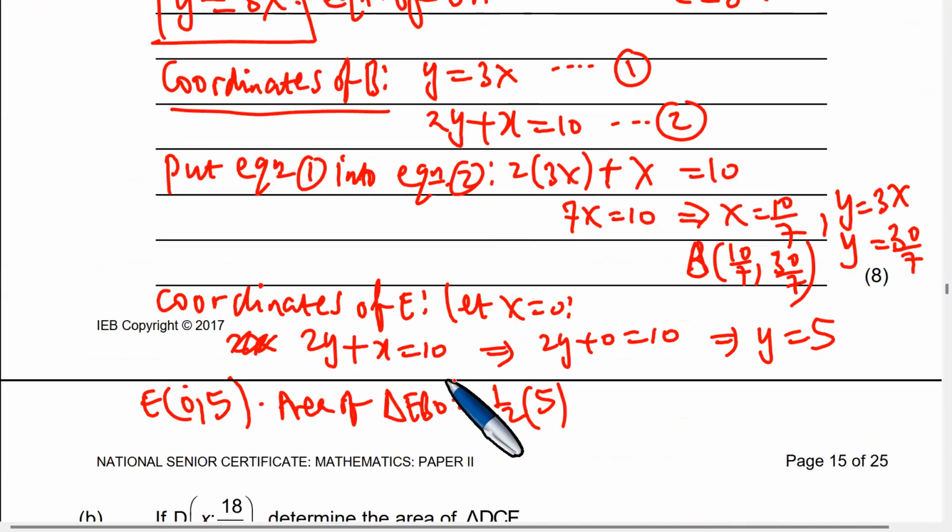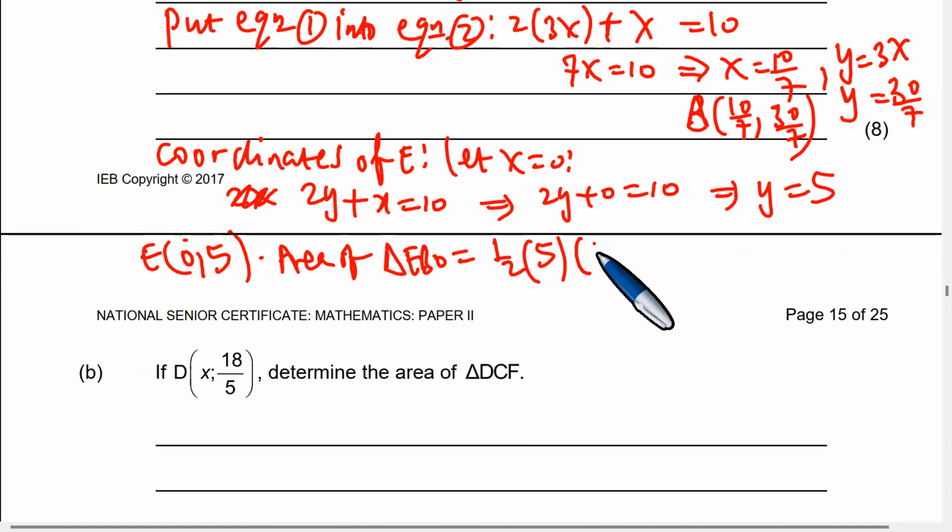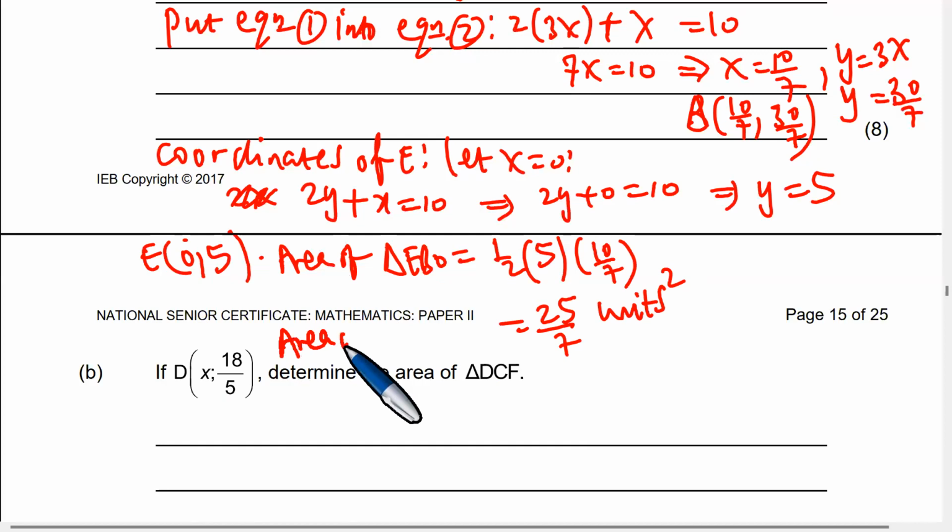So what is the answer? Half times 5 times 10 out of 7, 5 by 5 is 25. The area is 25 out of 7 square units. And that's the answer. So the area of triangle EBO is 25 out of 7.